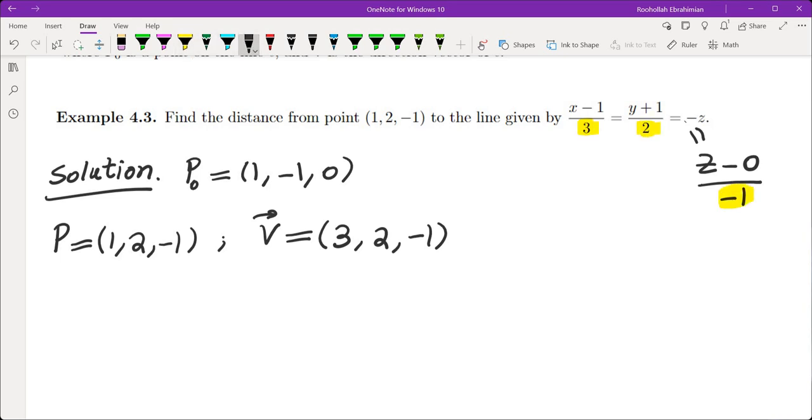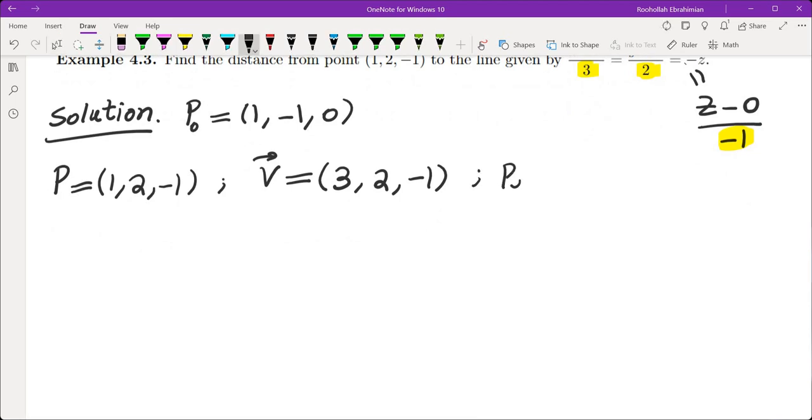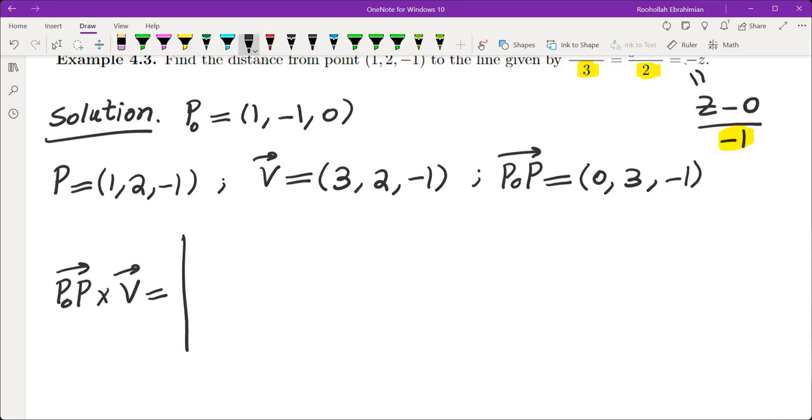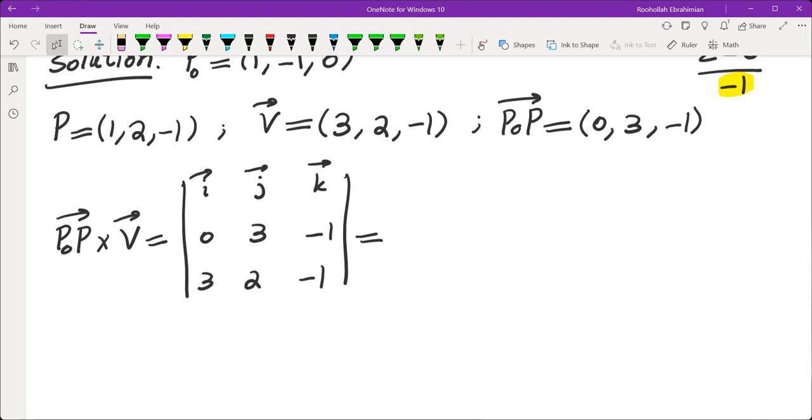Next, we're going to evaluate the P0P. I'm using the formula, which is terminal minus initial, so it's 0, 2 minus -1, that's 3, and then -1 minus 0, so that's -1. And then we'll have to find P0P cross v, which is evaluated by a determinant. So i, j, k, 0, 3, -1, 3, 2, -1. We'll evaluate this, find the magnitude, and divide by the magnitude of v.